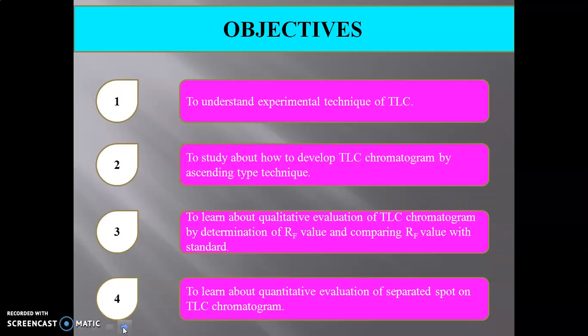These are the objectives that will be achieved after performing the experiment: to understand the experimental techniques of TLC, to study how to develop a TLC chromatogram by the ascending technique, to learn about qualitative evaluation of a TLC chromatogram by determination of the RF value and comparing the RF value with the standard, and to learn about quantitative evaluation of a separated spot on a TLC chromatogram.